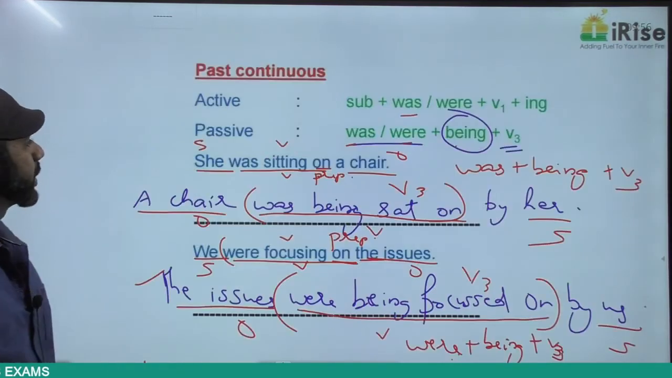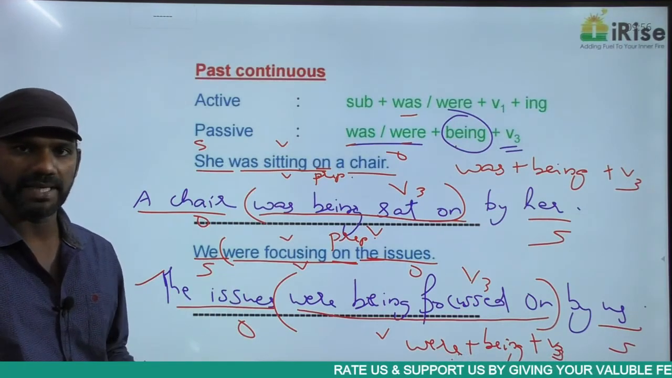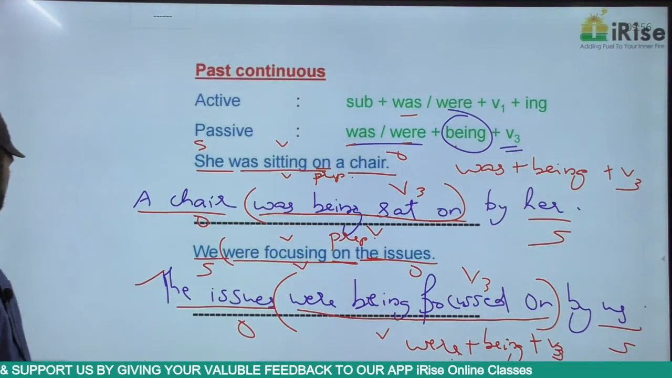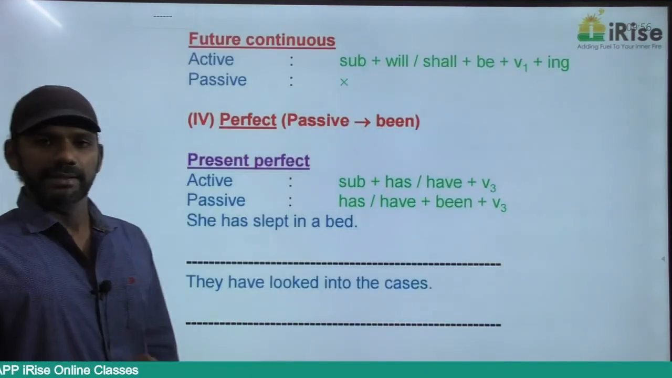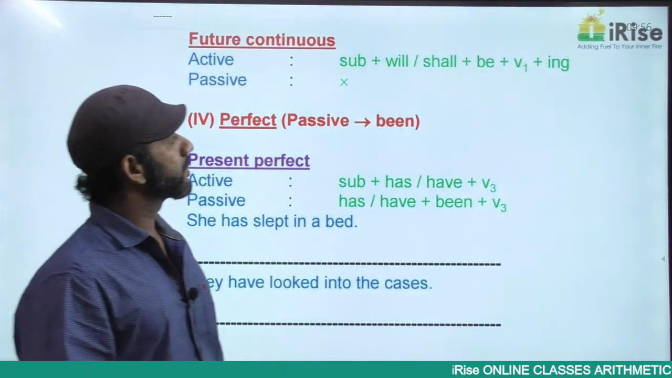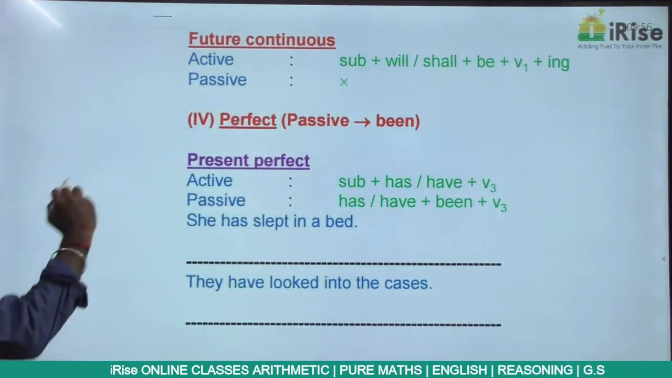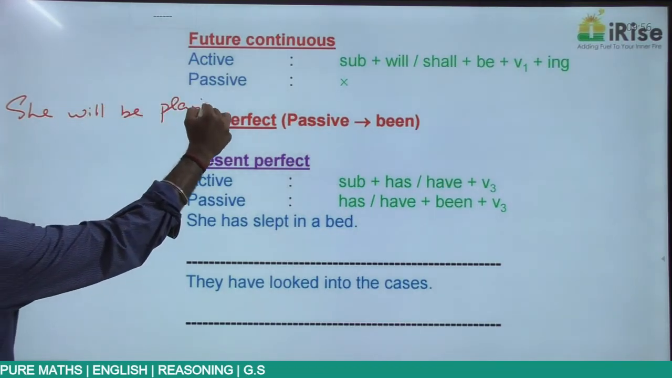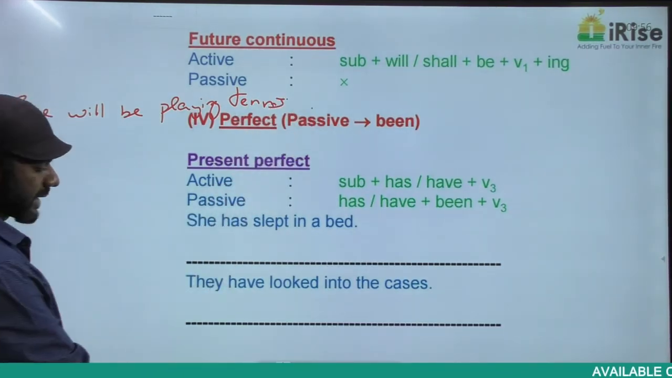So, this is past continuous, active voice and passive voice. Active voice is subject plus was or were plus V1 plus ing. Passive voice is was or were plus being plus V3. Clear? Now we have one more category left in the continuous tense: future continuous. The structure of future continuous in the active voice is subject plus will or shall plus be plus V1 plus ing. If I say, she will be playing tennis.